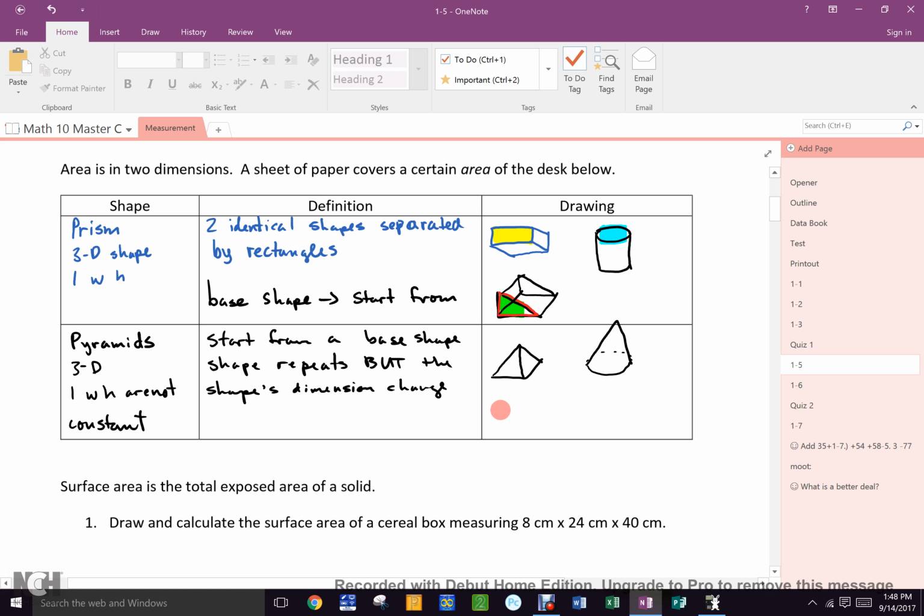Okay, so I'm not going to draw the triangular pyramid because they're really difficult to draw and they look stupid. So I'm not going to draw one. But they do certainly exist, yes?